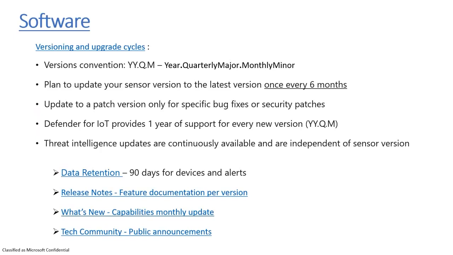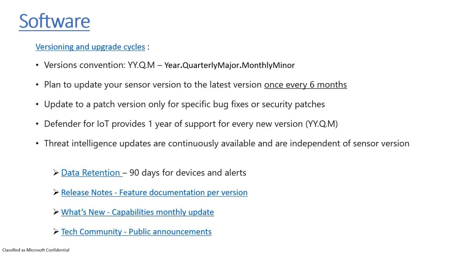The official Microsoft nomenclature for our software versions is year.quarterly major.monthly minor. This naming convention helps customers identify where they are in terms of versioning with what's currently being released. We invest a lot in enhancement of the SaaS software continuously and on a regular basis, so customers are encouraged to update their version to take advantage of all the enhancements that we have to offer.